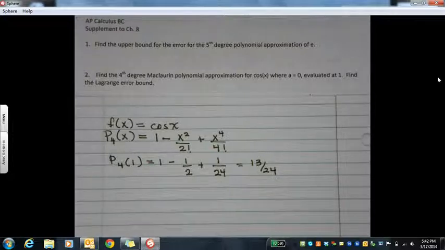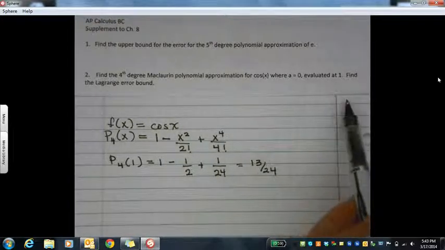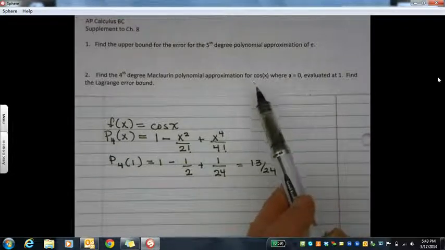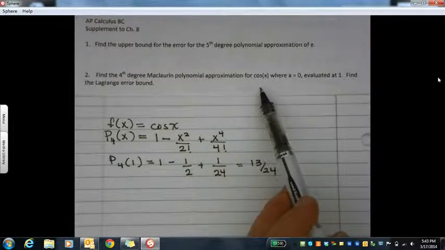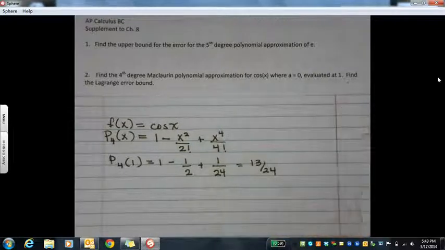Now what do we need to do? So now we have to find the Lagrange error. I was trying to do my arithmetic in my head, making sure I did that right. So now I need to think about cosine between 0 and 1, so between where we're centered and where we're evaluating. I want to find the maximum for what cosine can be between 0 and 1. I could graph it and look to see what its maximum value is there.